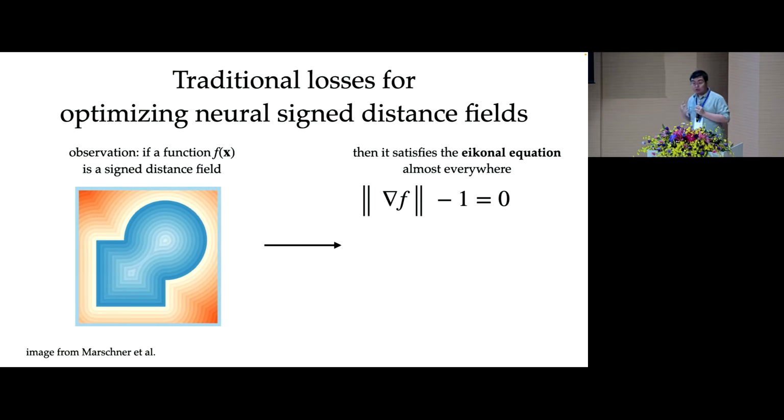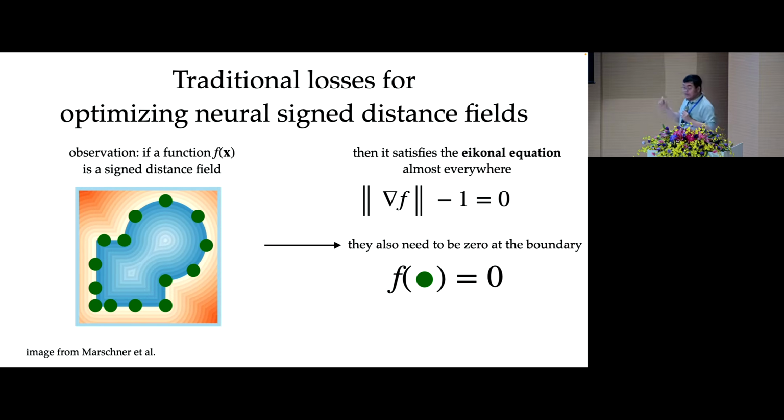Let's look at how people used to do optimization for signed distance fields, especially with neural networks. The observation is this: if you have a function f that is a signed distance field, then f will satisfy the eikonal equation almost everywhere, which says that the norm of the gradient of f should be 1 almost everywhere. And f also needs to be 0 at the boundary. This is just the requirement of a signed distance field, so at least at all these surface points, f of the surface points should be 0.